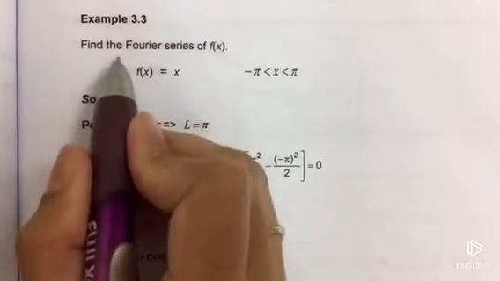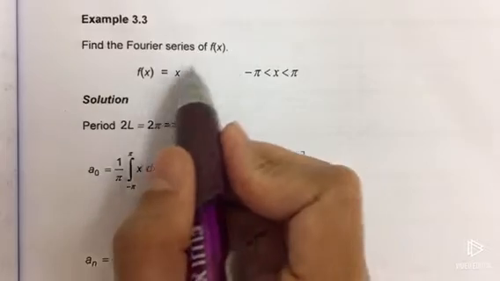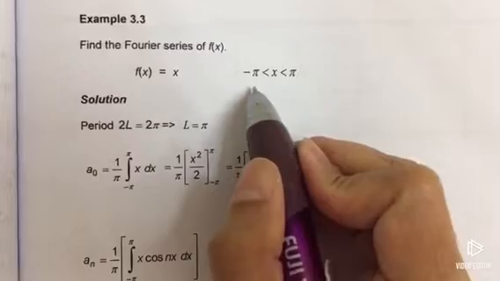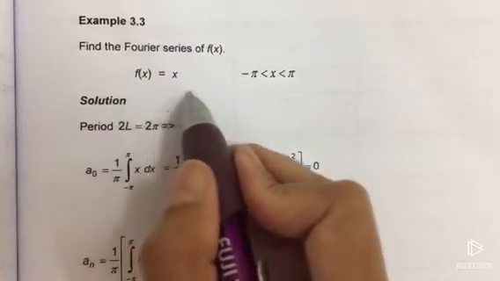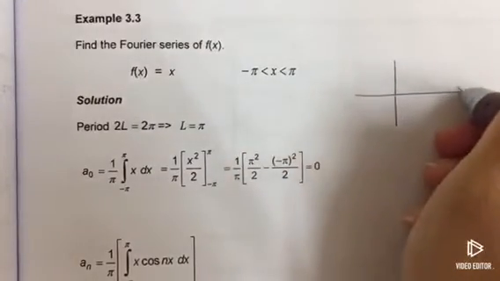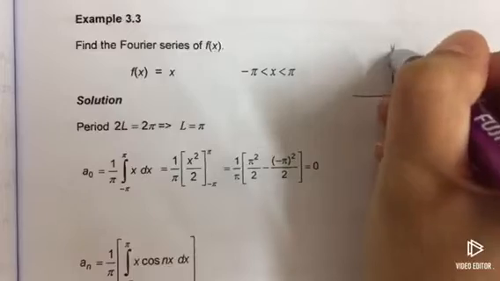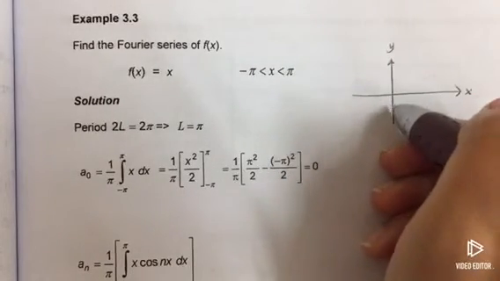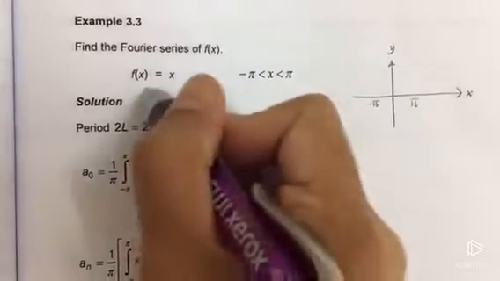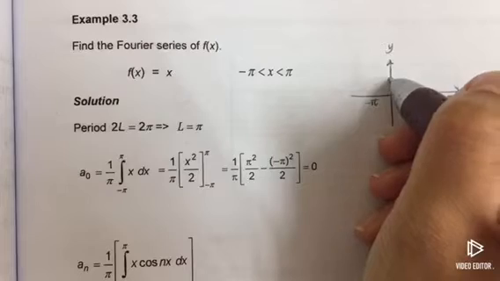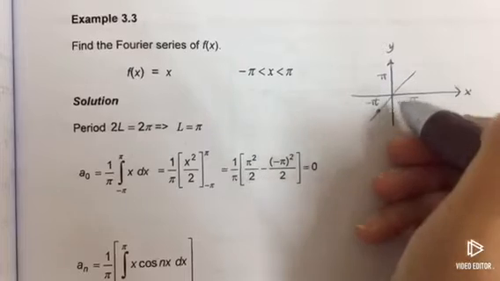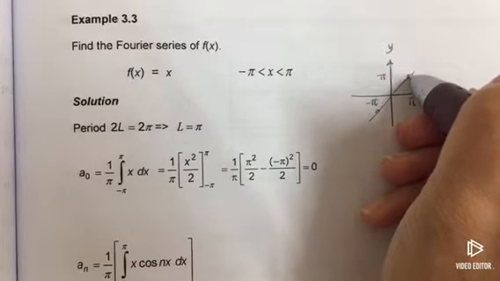Example 3.3. Find the Fourier series of f(x) given by f(x) = x from negative pi to pi. We want to draw this function, so we get this line. First we label the interval from negative pi to pi, f(x) equal to x, so we get this straight line from negative pi to pi.